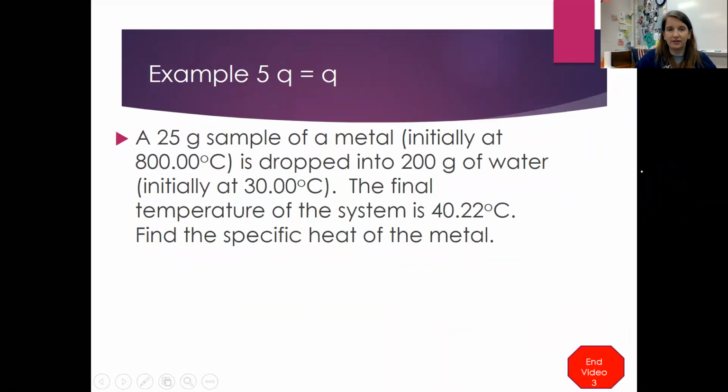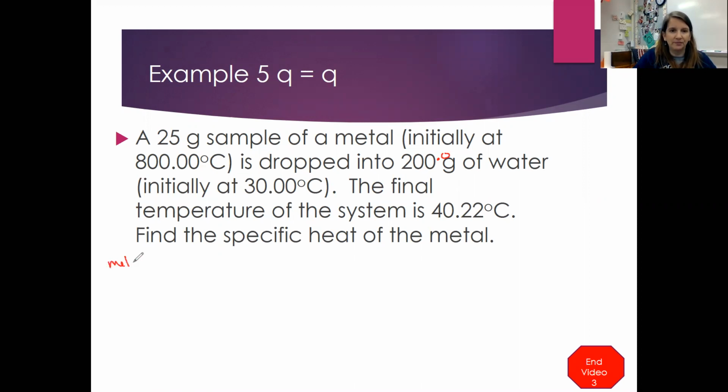All right, so let's take a look at this example here. When we read it, a 25-gram sample of a metal is dropped into 200 grams of water. Let me add a 0.0 here. I don't like one sig fig. So 0.0. So since it's talking about two samples getting added into each other, we know it's going to be a Q equals Q. So let's keep track of our substances.